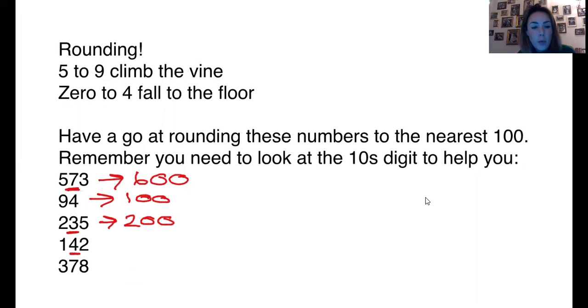142, 4 is in the tens place. So again, we're rounding it down to 100. And 378, 7 is 5 to 9, climb the vine. We know we're going to round that one up to 400. Let's use these same numbers to help us unpick how we round prices, how much something costs, to the nearest pound.